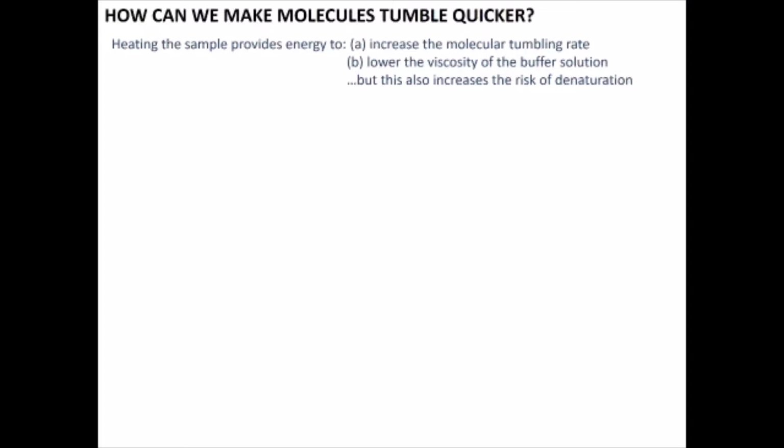So what can we do about it? Well, one thing we can do is make them tumble quicker by providing kinetic energy, which increases that movement. For example, by heating the sample, it increases the tumbling rate, and it lowers the viscosity of the buffer solution, so it makes it easier for the protein to tumble. The problem with heating a protein is that you increase the risk of denaturation.